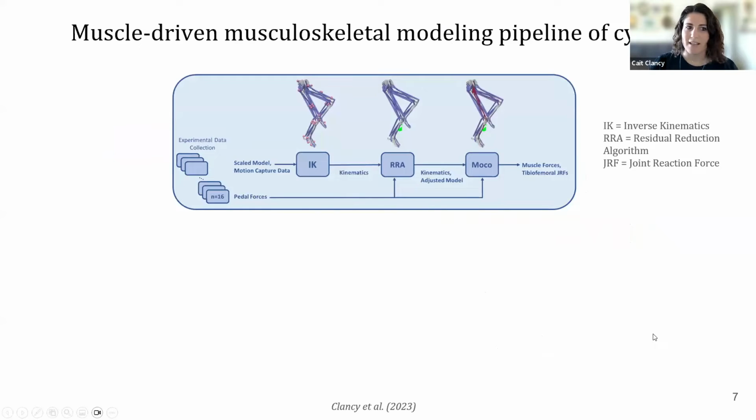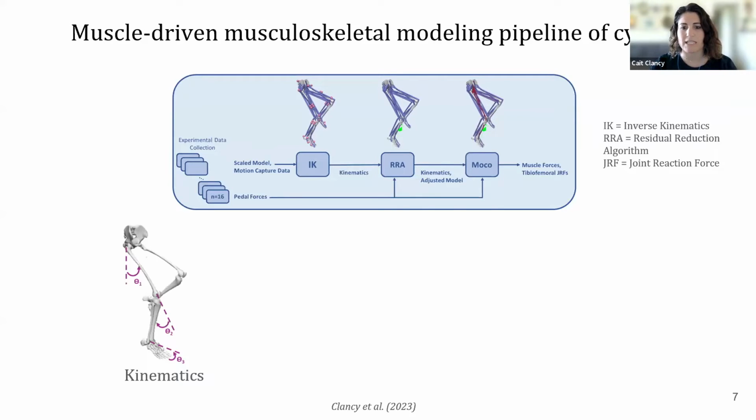And so we present our three-dimensional muscle-driven musculoskeletal modeling pipeline of cycling. That modeling pipeline starts with experimental data collection of 16 participants. For each participant, we create a participant-specific scaled model to go along with the motion capture data. And then using inverse kinematics, or IK, we can generate our kinematics. Next, we use RRA, or the residual reduction algorithm, to minimize the dynamic inconsistency between kinematics and kinetics. And what we get are kinematics in a dynamically adjusted model.